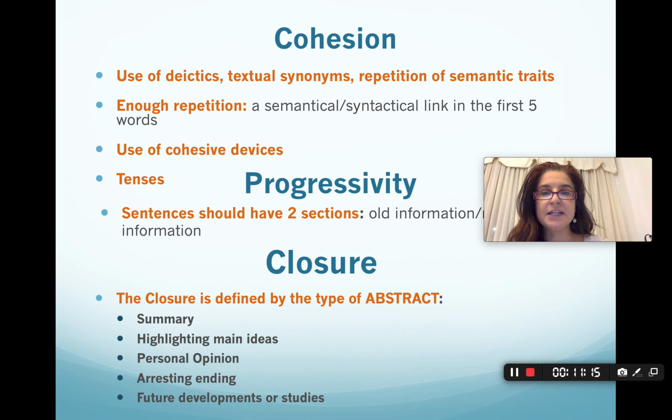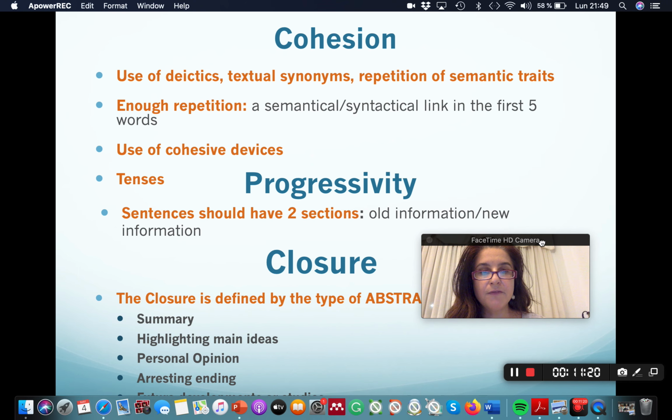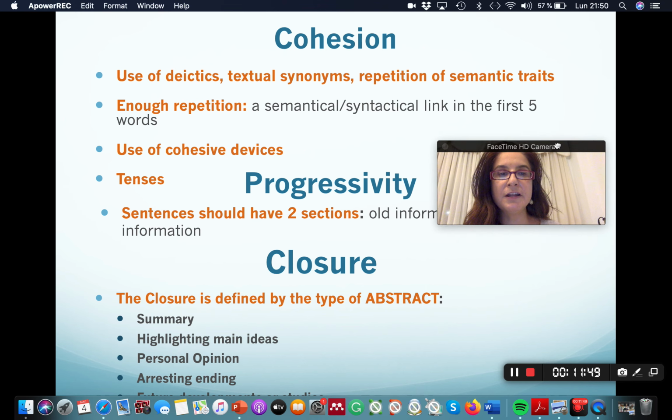What about progressivity? Right. In order to have good progressivity in a paragraph, we have to take a look at the sentences that form that paragraph and be sure that anytime we have some old information, there will be the repetitions, right, of the previous ideas, and then we have to add new information. This new information that we're adding in every sentence will form the progressivity of the text. If we are not adding anything new, it's not worth it to continue writing or adding more sentences to any kind of text. And finally, closure.